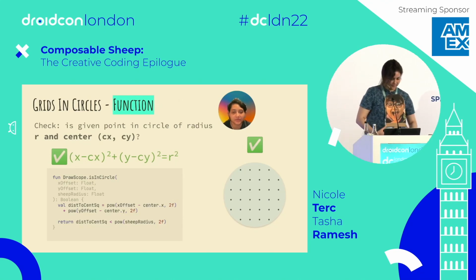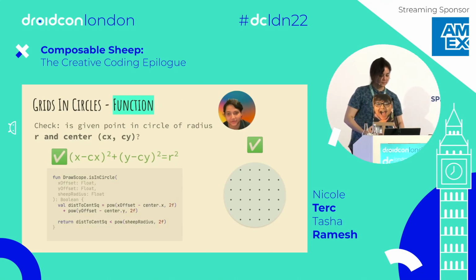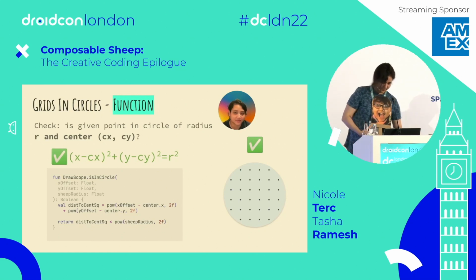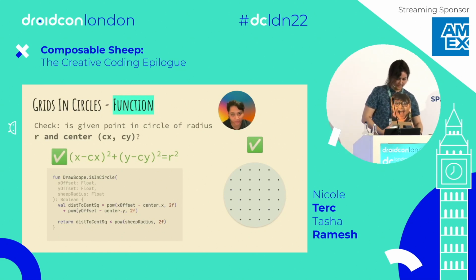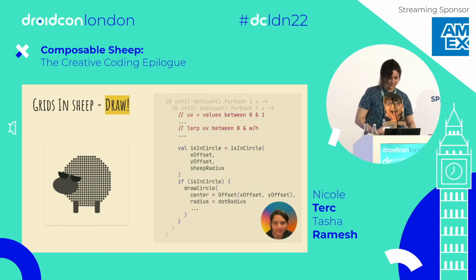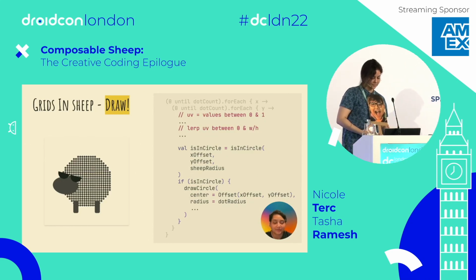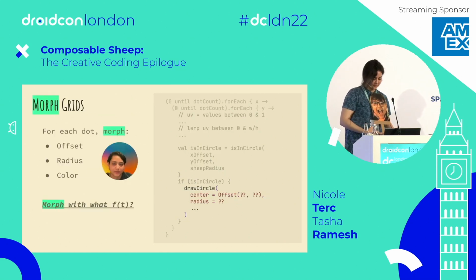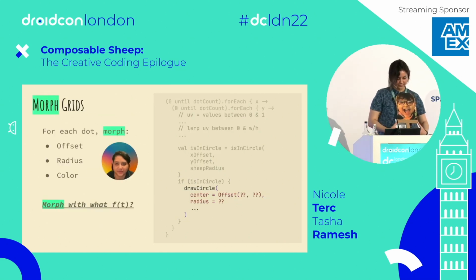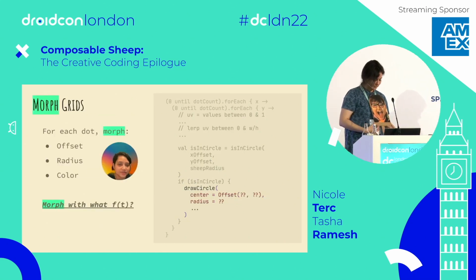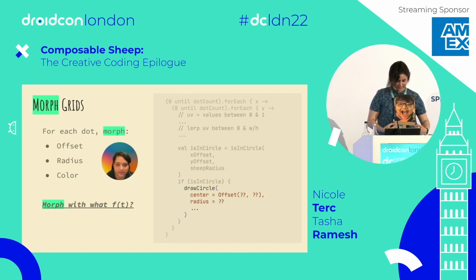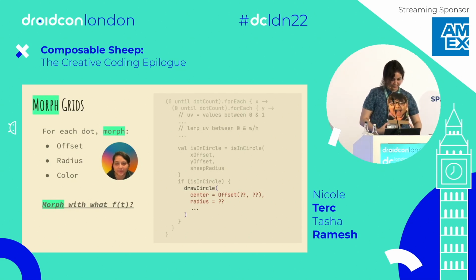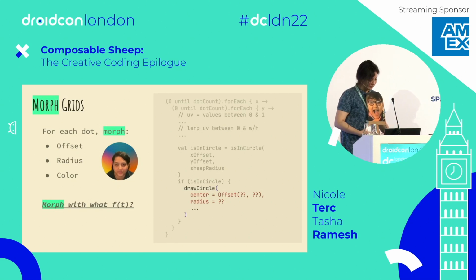In code, we'd want to represent this function as returning a boolean. So it would return true if a given xy offset is truly within the circle and false otherwise. And we can plug that function straight into our grid drawing code and draw the bulk of our sheep using a circular grid. Now that we've made it this far, we can start morphing our grid. For each dot that we've drawn, we have control over its offset, its radius, and its color. So let's look at what kind of functions we can use to morph these properties.